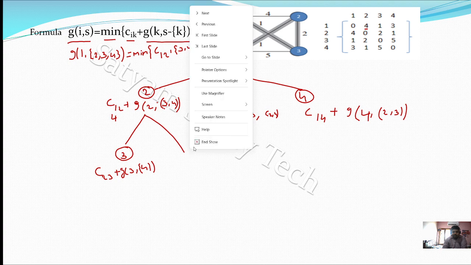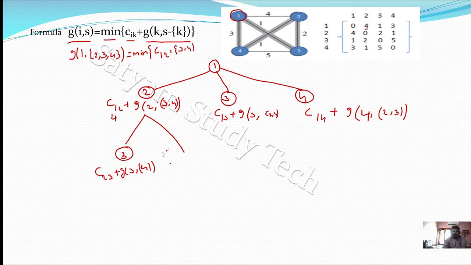Here also, for example, at vertex 2, 2 3, here it is maybe 2 2 4. Here also C of 2 comma 4 plus G of 1 2 4 is over. Now here consider the fourth vertex, then the remaining vertex is 3, like that. Here also you can expand this node, here it is C of 3 comma 2 plus G of, you can consider the vertex 2, here the remaining vertex is 4.